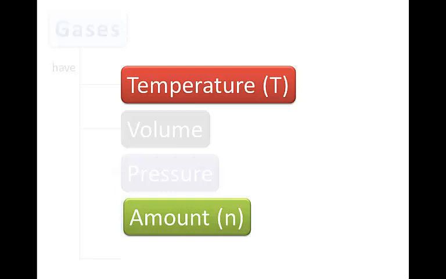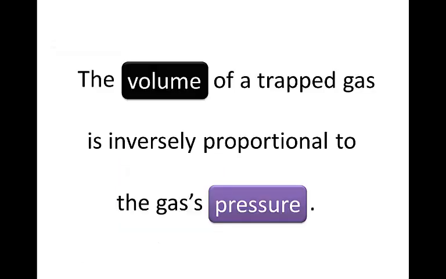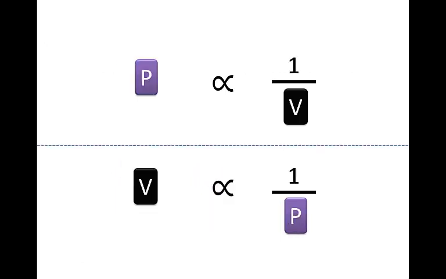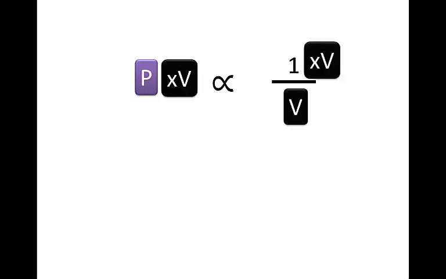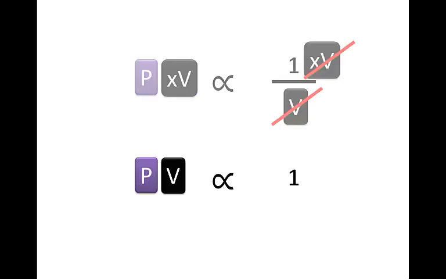So we can say this mathematically in these two ways. Volume is inversely proportional to pressure, and pressure is also inversely proportional to volume. Let's take the top equation and simplify it. Let's multiply both sides by volume to clear the fraction. That gives us PV is directly proportional to 1. What does that mean? Does it mean PV equals 1?